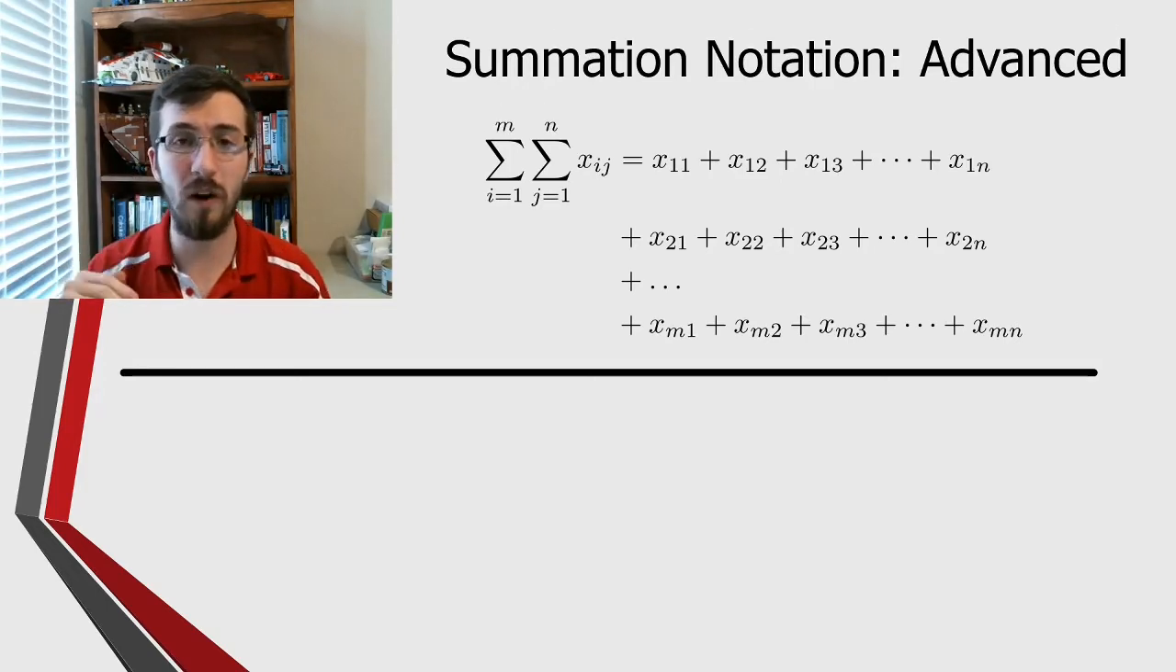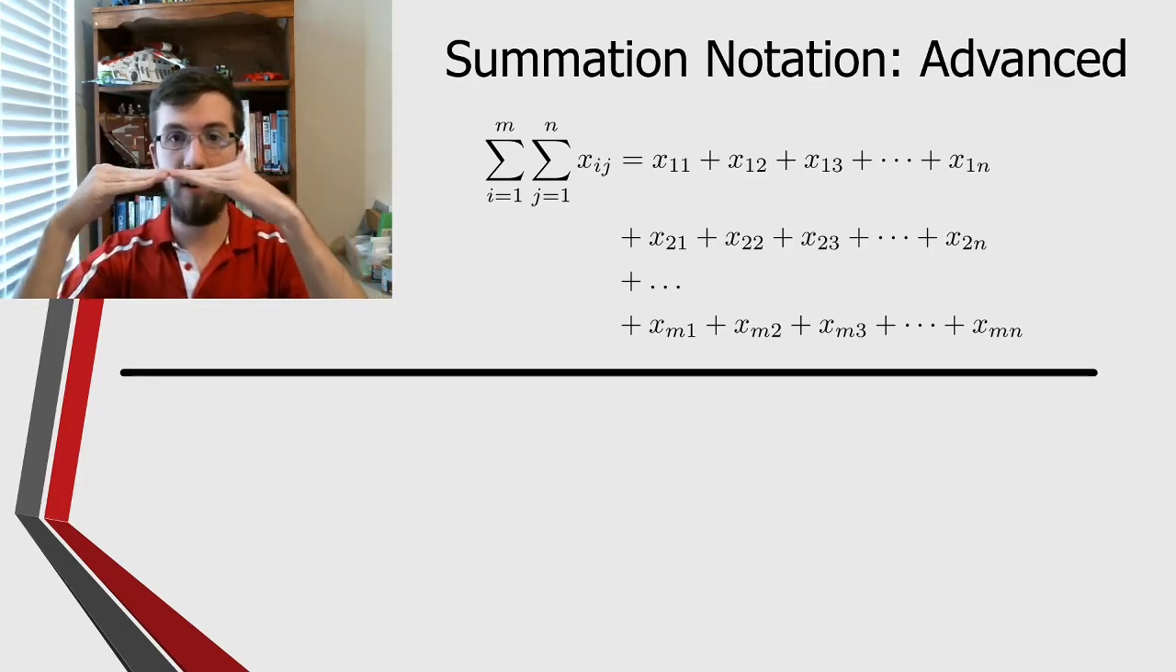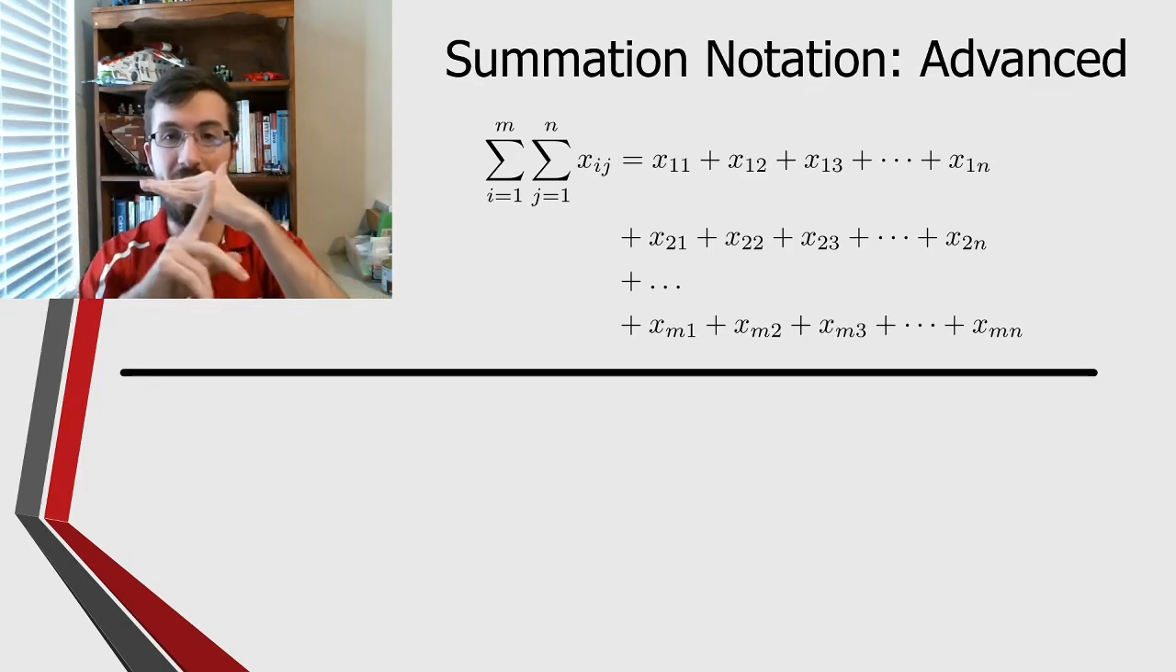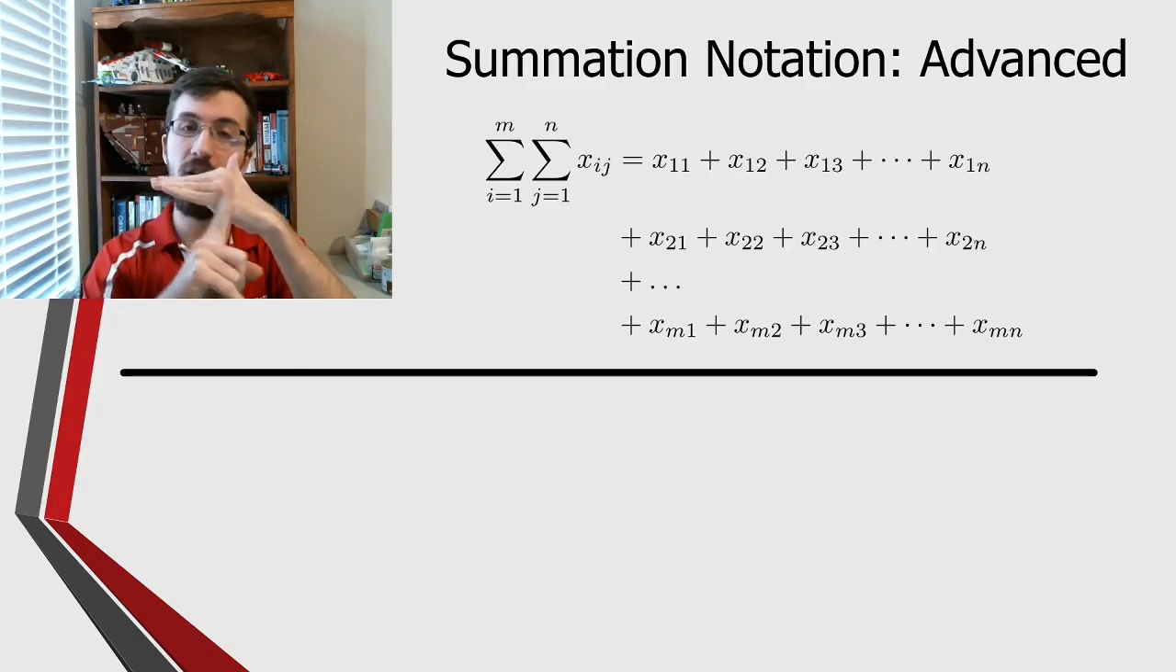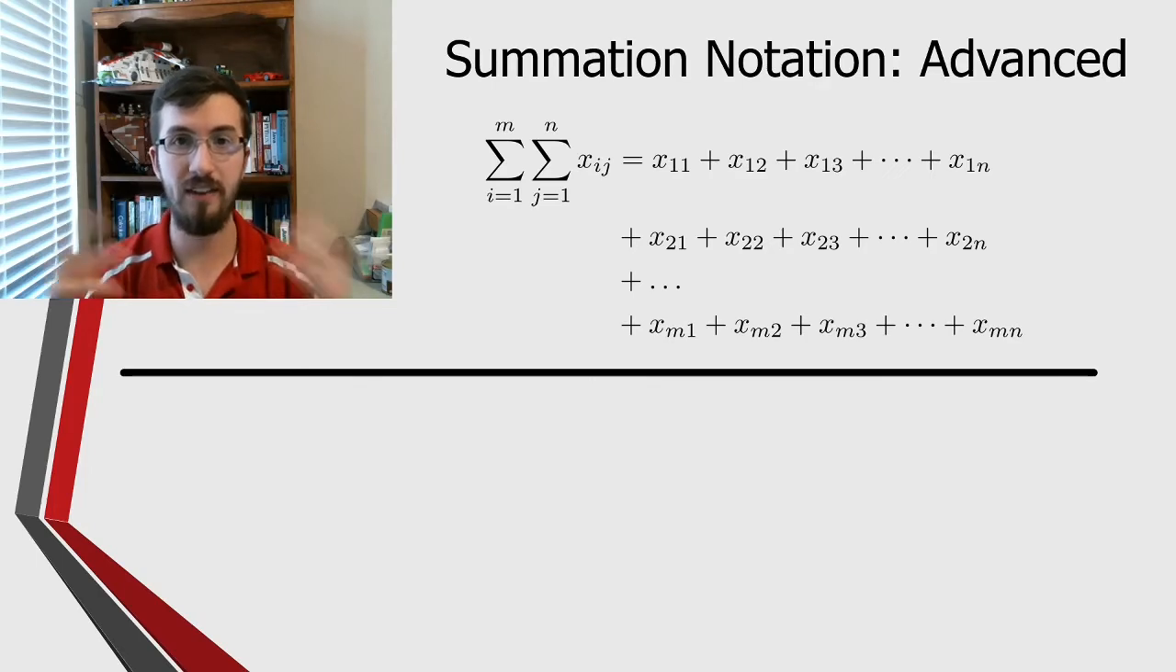So when i is 1, think about that being a row. That's the first row. And then j goes from 1 to n. You're just kind of working your way across the columns. So x11 plus x12 plus x13, and so on, right? And then you get to x1n, the end of the column.